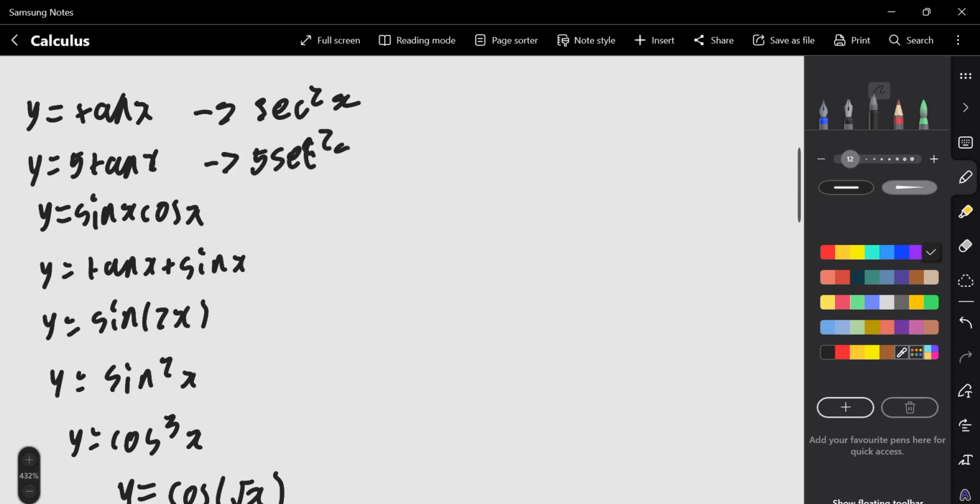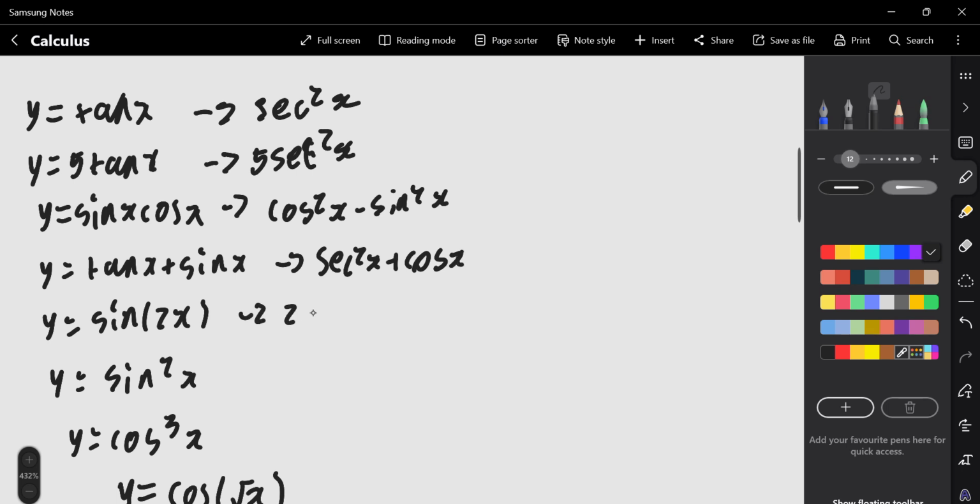So 5 sec squared x. This is going to be some product rule. And the answer is going to be cos squared x minus sine squared x. This is going to be sec squared x plus cos x sine 2x is going to be 2 cos 2x. That's your chain rule, 2 cos 2x.